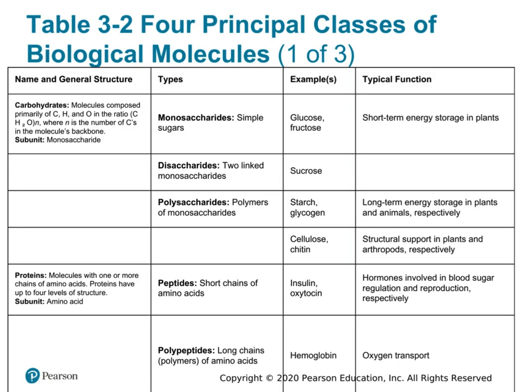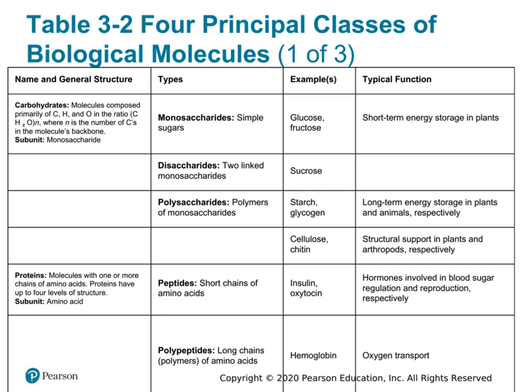Next, we're going to start looking at biological molecules. There's a couple of slides in this PowerPoint that just go through the four principal classes of biological molecules. You have carbohydrates that exist as small sugars called monosaccharides, or two monosaccharides linked together called disaccharides, and polysaccharides, which are many monosaccharides linked together.